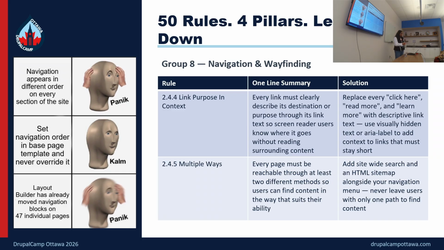Let's move on to the next one, that is 2.4.5, multiple ways. In this, every page must be reachable through two or more different methods so that the users can find the content in the website. They must not get lost inside the website. We need to create a proper map for them, and for that you can add a site-wide search, HTML sitemap, or the navigation. Pretty much simple. Never leave users on one path.